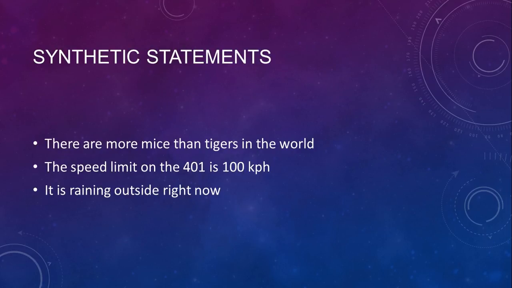These are some synthetic statements. There are more mice than tigers in the world. Probably true. I don't even know if it's true. You don't need to know whether it's true to tell that it's synthetic, because if you negate that, it doesn't turn into a contradiction. The speed limit of the 401 is 100 kilometers, or it's raining outside right now. All synthetic statements. And again, a synthetic statement can be false. It doesn't make it not synthetic.